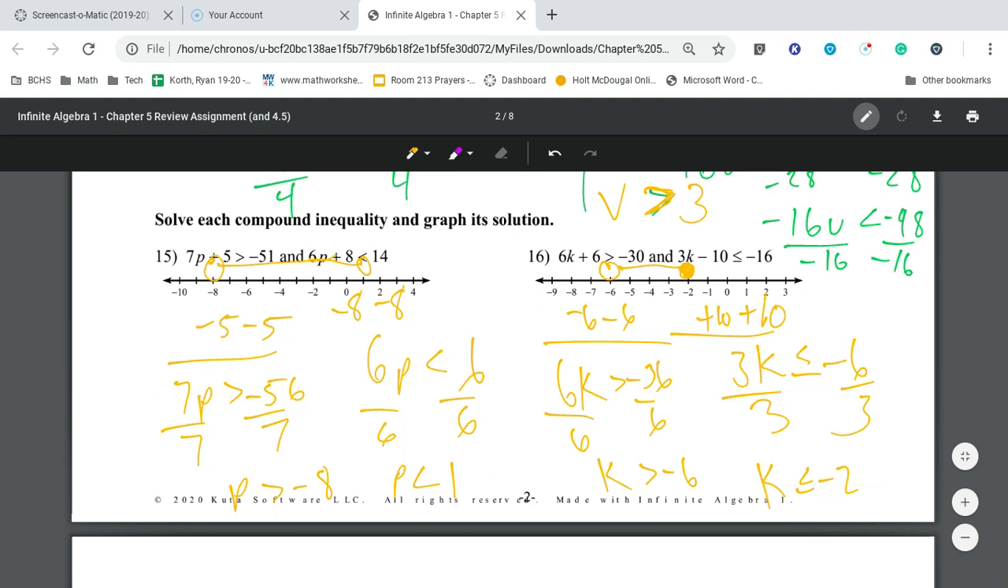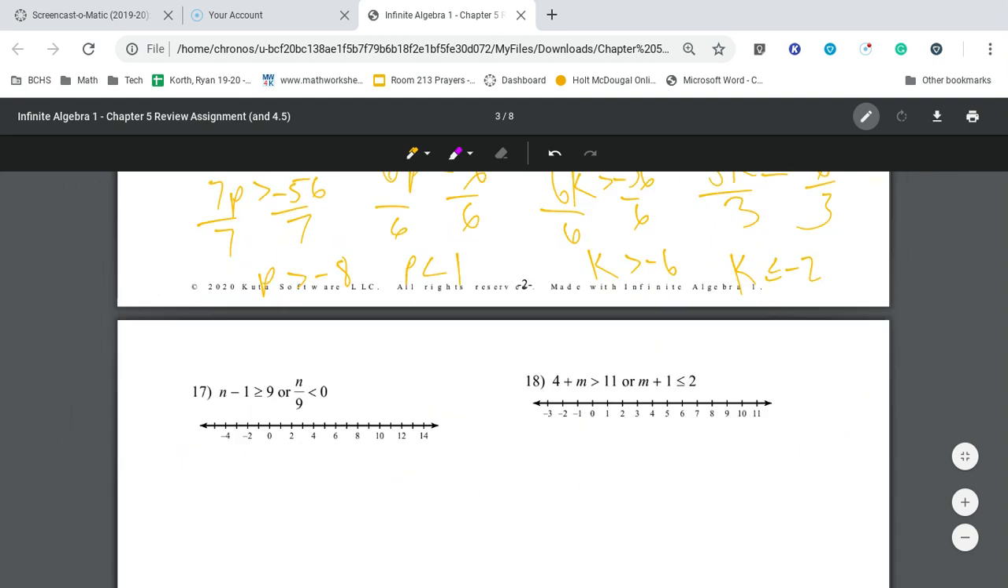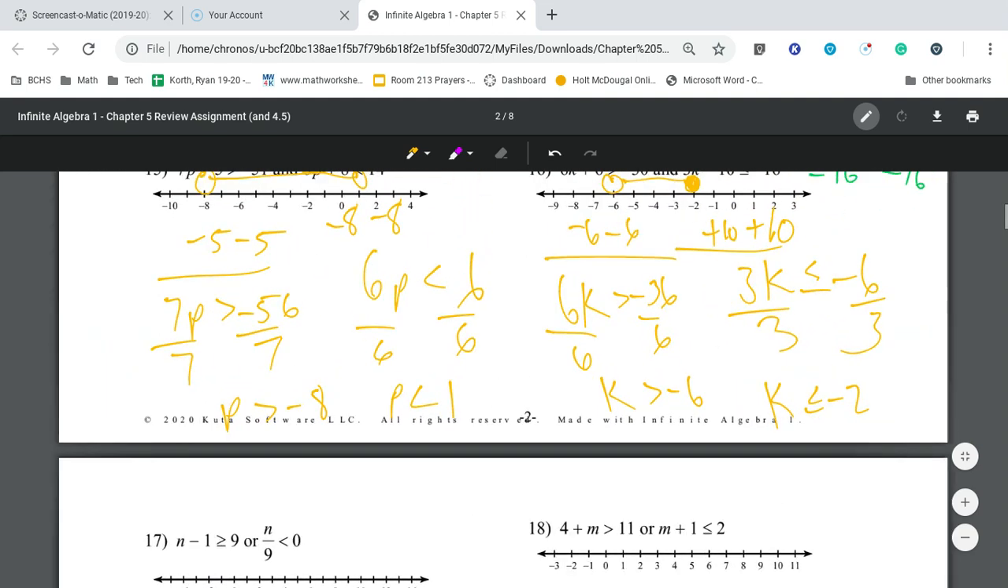That was another and. I've got some more on the next page. All right, we'll take care of that in the page 3 video.